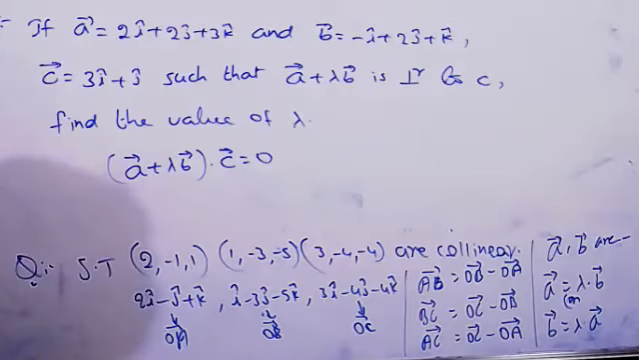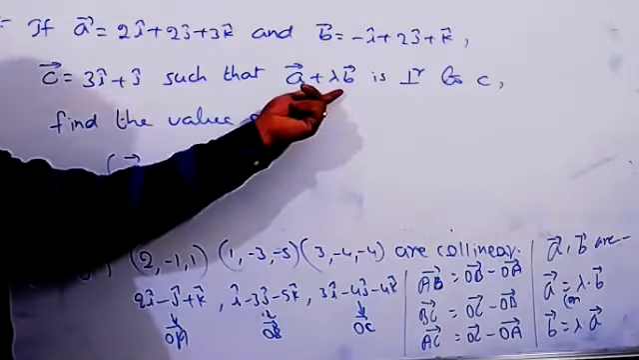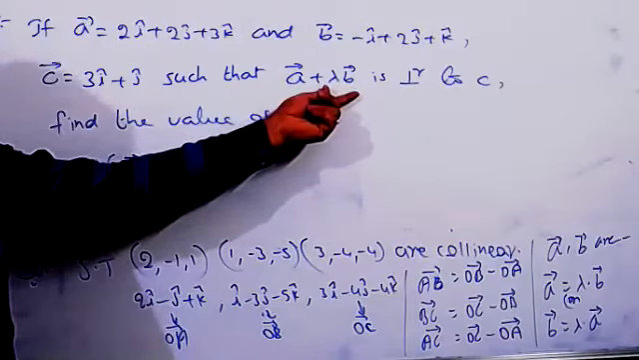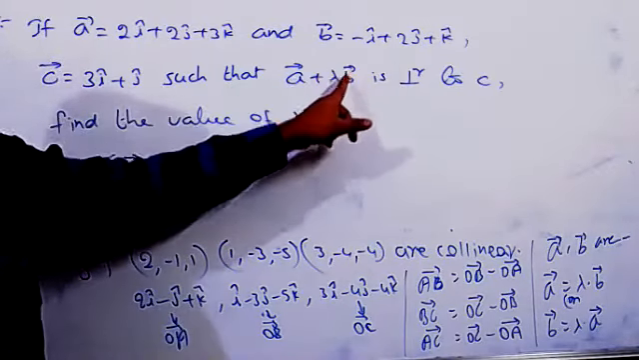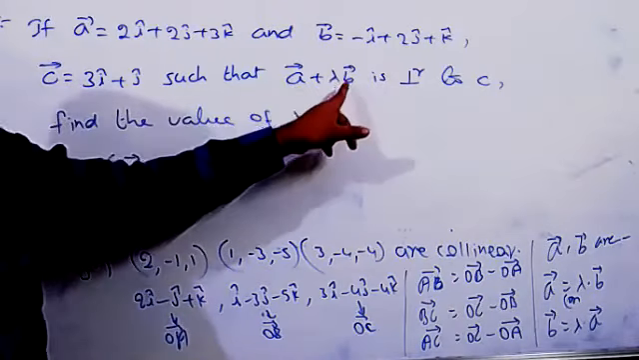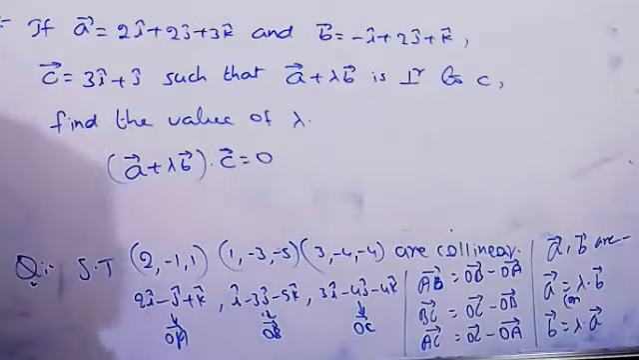That directly will get the value of lambda. But when you're adding both, a plus lambda into b, the vector b is first multiplied with lambda also. Multiply with lambda means lambda into minus i plus 2j plus k. So minus lambda i plus 2 lambda j plus lambda k. Then you can add and multiply.